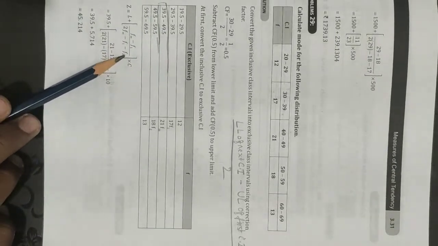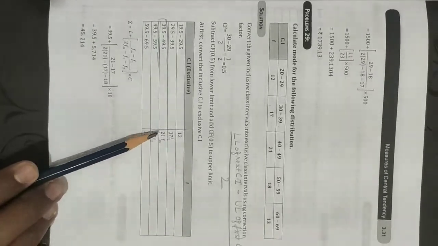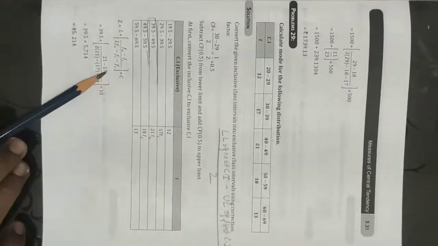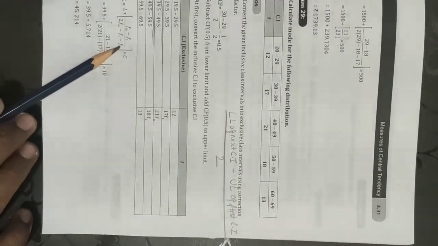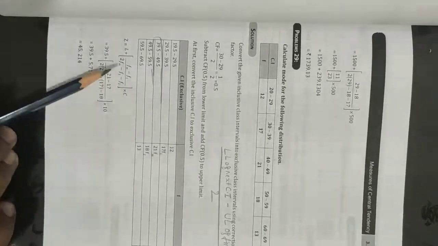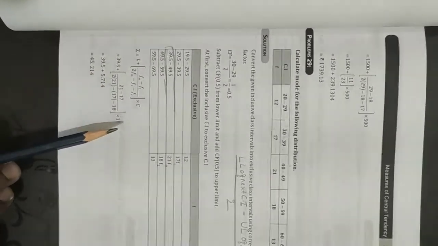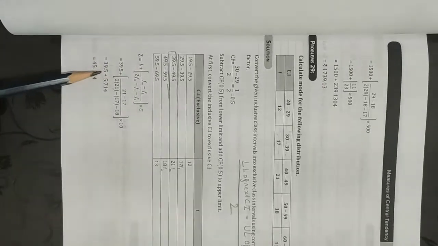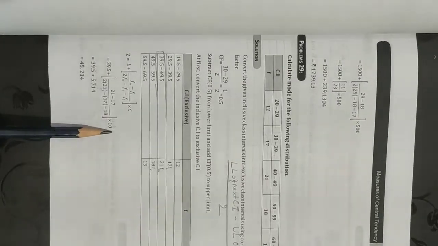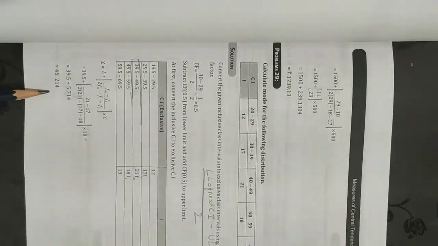F1 means frequency of the previous class, so 17. F2 means frequency of the next class, which is 18. That is how you have to write here. Then simplify one portion at a time. Write 39.5 as it is. First simplify this portion, then multiply by 10, then add, and you will get this much. This is the mode value.